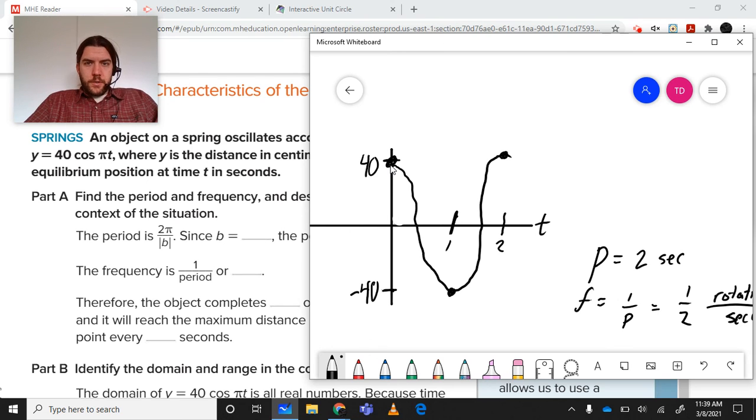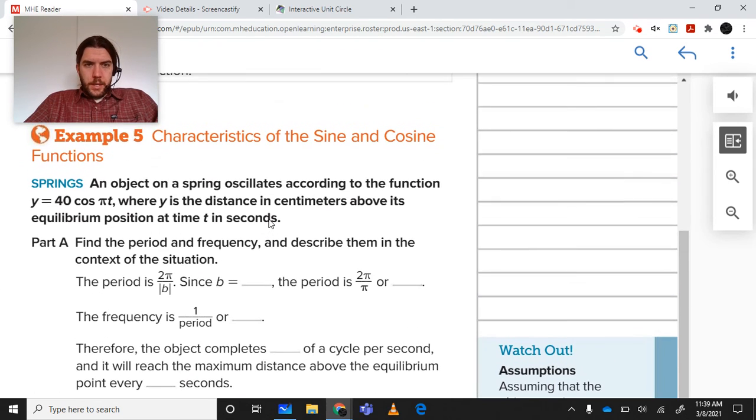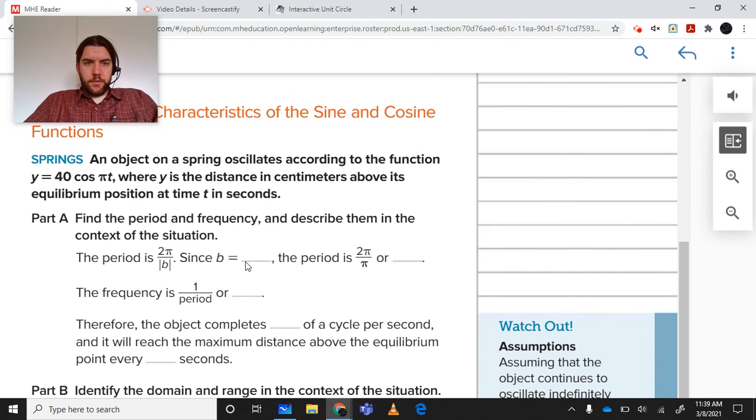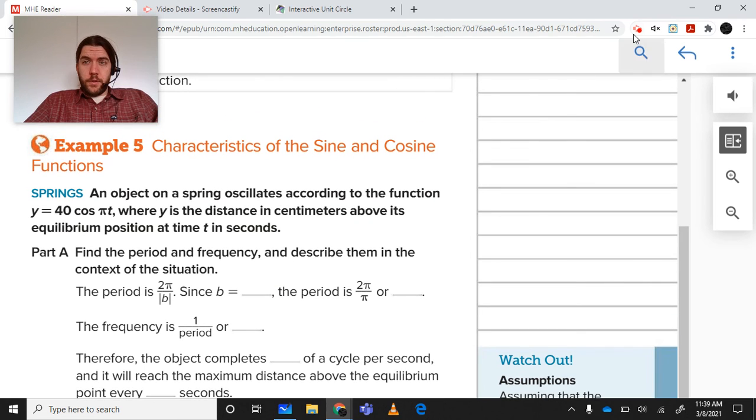As far as the range goes, that's going to be from 40 to negative 40. That's just very simply the highest point to the lowest point in the y direction. And that is what it would take to take this equation, graph it, and identify these features in the context of the situation. So that is it for example number 5.